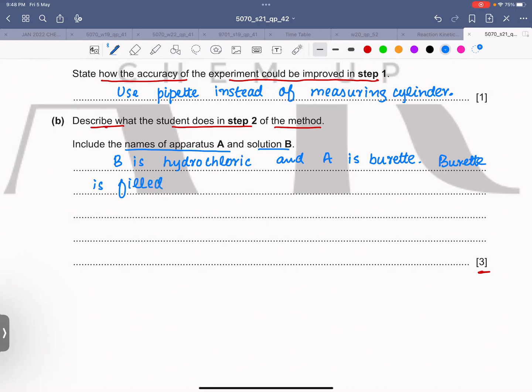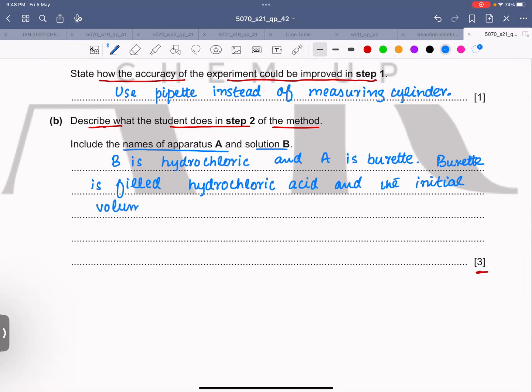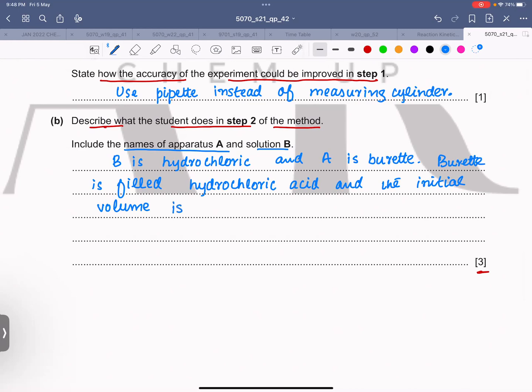The burette is filled with hydrochloric acid and the initial volume is recorded. That is very important, to record the initial volume before starting the titration. Is this understandable to everyone? Yes? Yes, sir.